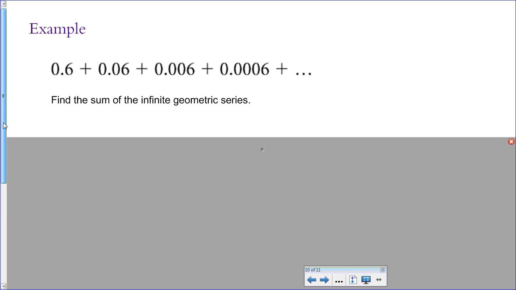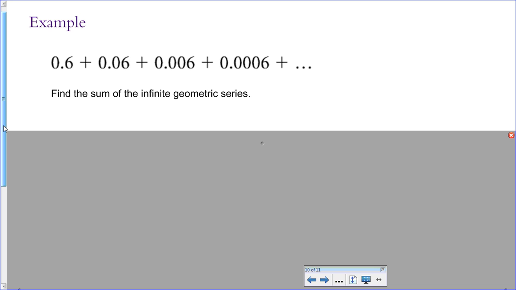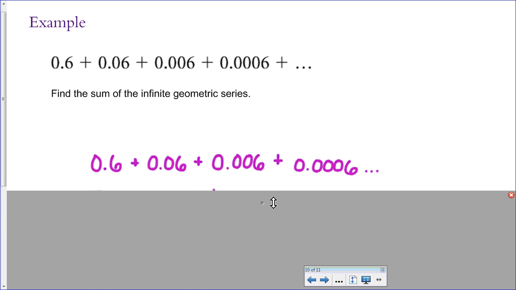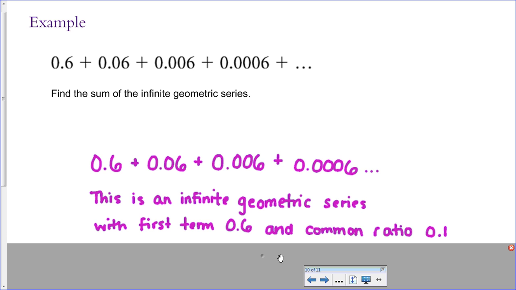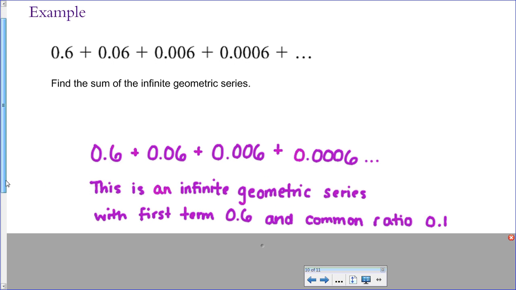So here's an example. Find the sum of the infinite geometric series. First term is 0.6, which is 6/10. Next term is 0.06, right, 6/100. So it's an infinite geometric series. The terms are getting smaller. First term is 0.6. Common ratio here is 0.1.